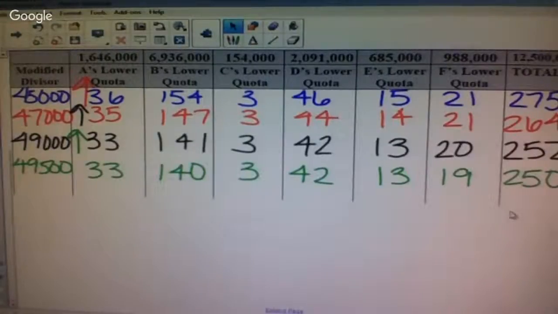Who has an upper quota violation? Oh, it's 140. B. B's standard quota was 138.72, which means they should have never gone lower than 138 or higher than 139. But they ended up with 140. So Jefferson's method causes upper quota violations. Did state A too? No, it's 33. Their upper quota could have been 33.